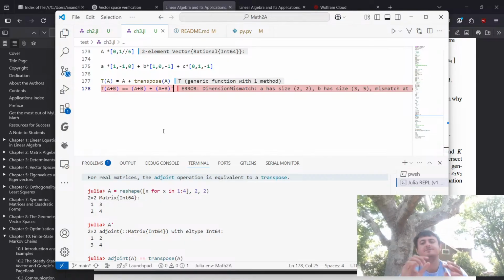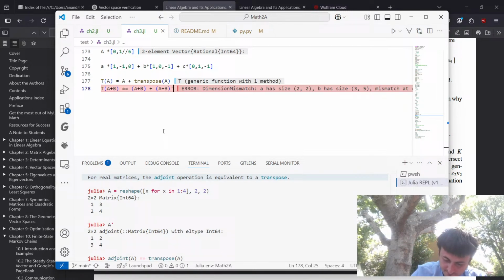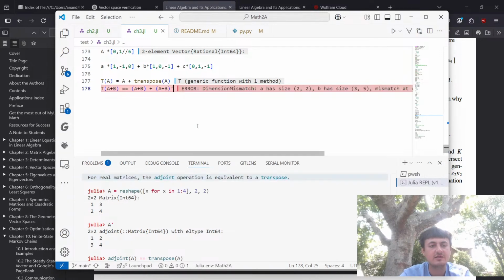Okay, now the question is, we're gonna get T of A plus T of B. Okay, so if we just expand that definition, we're gonna get A plus A transpose plus B transpose. I don't know how to show that these are equivalent because, oh wait, but there's an identity actually.